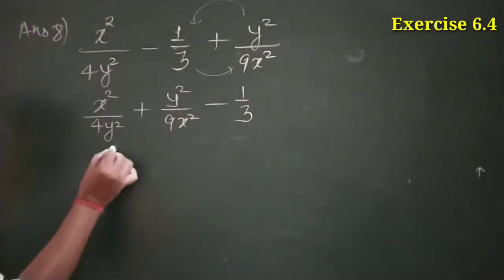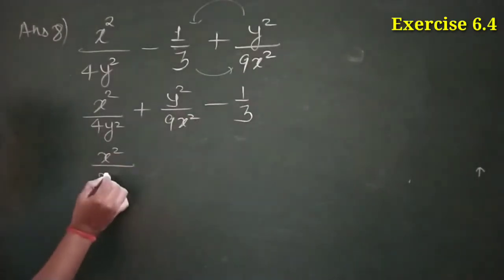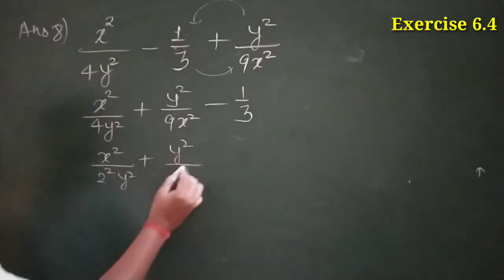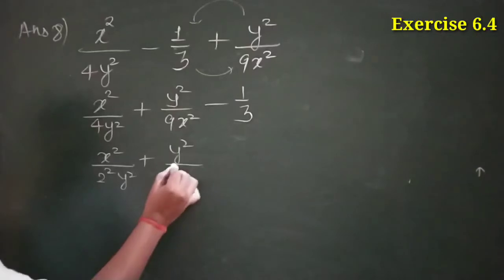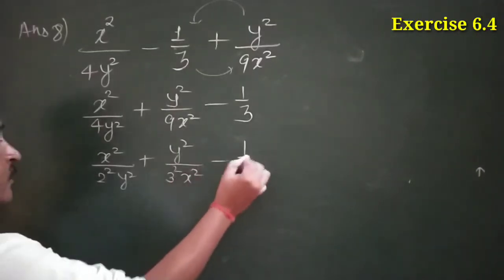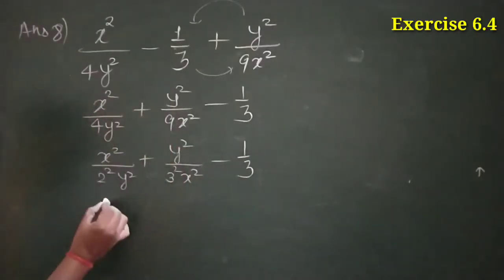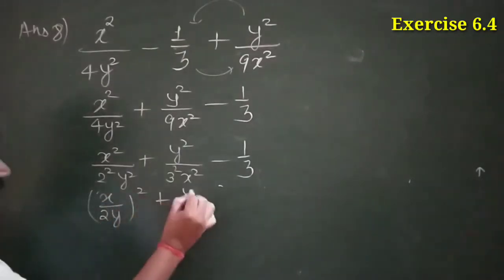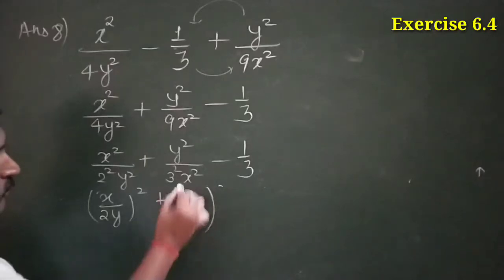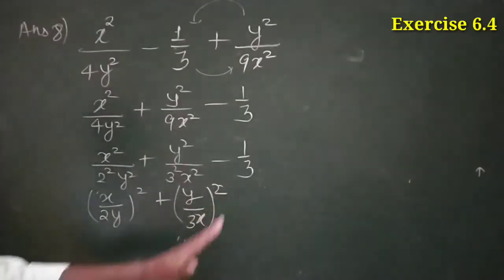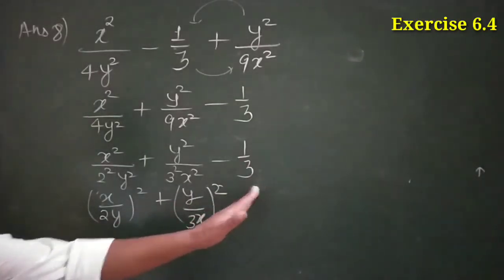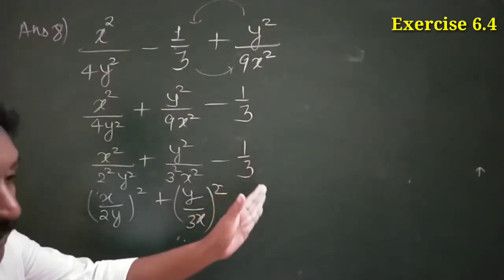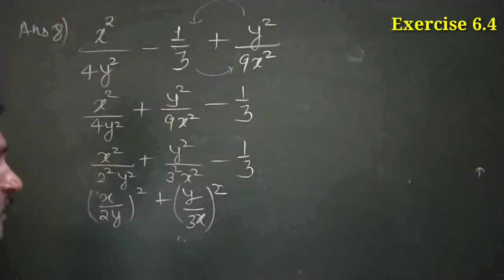Okay, x square upon 4 is 2 square y square plus y square upon 9 is 3 square x square minus 1 upon 3. Okay, so it will become (x upon 2y) whole square plus (y upon 3x) whole square. Now we have to write the third term as I had explained you by the help of first and second term, and if we will get the answer 1 upon 3, it means we are going in a right direction.